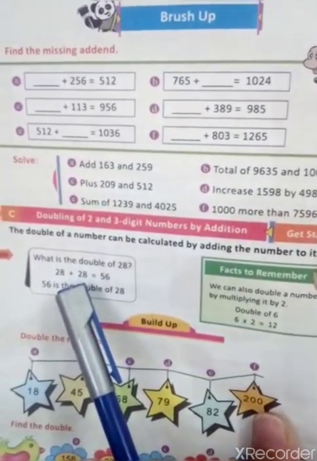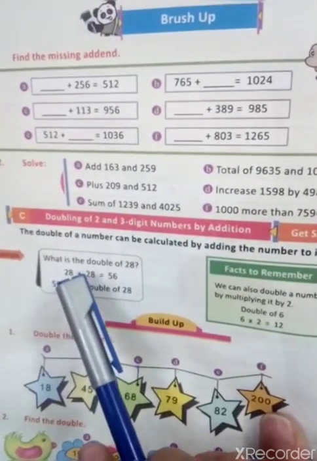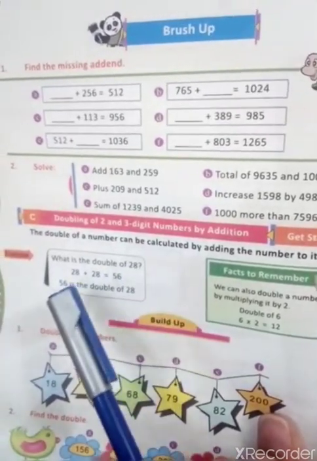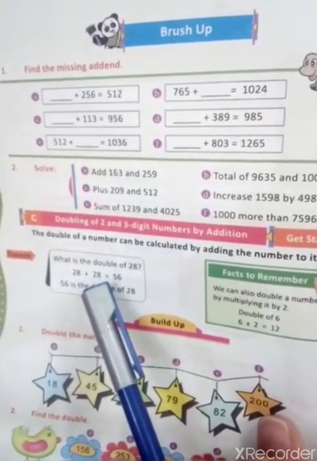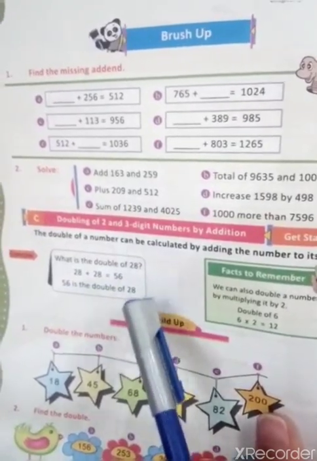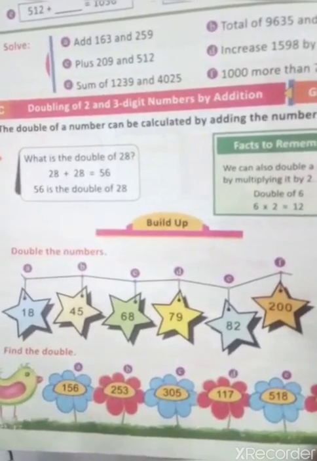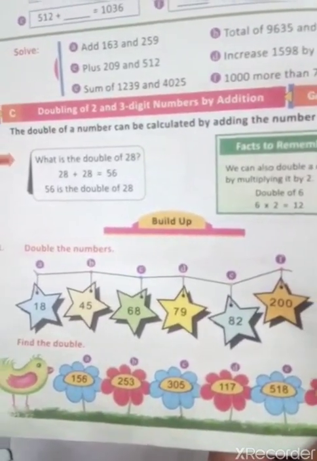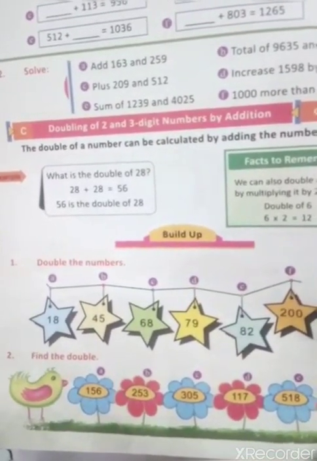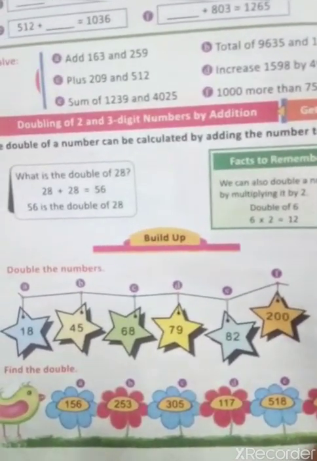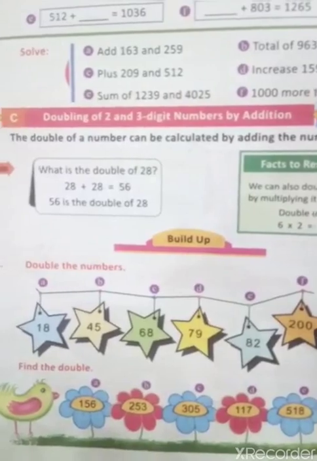Here you have an example of doubling a number. What is the double of 28? Double of 28 means you have to add 28 two times and you get your answer. Our next concept is about doubling the number. Here you have some numbers. In page number 17, question number 1 is double the number. You have to solve those numbers very easily.